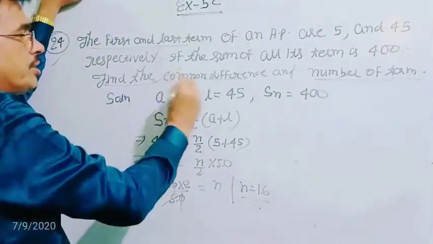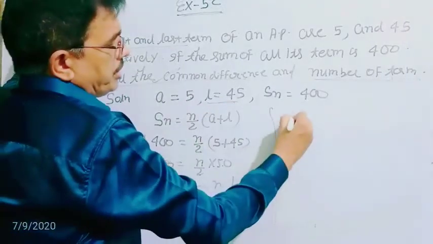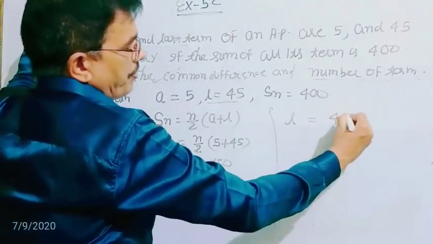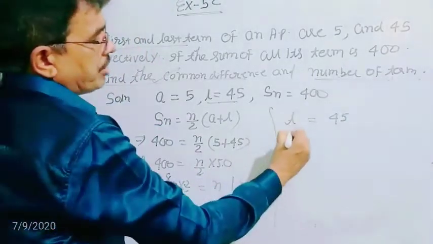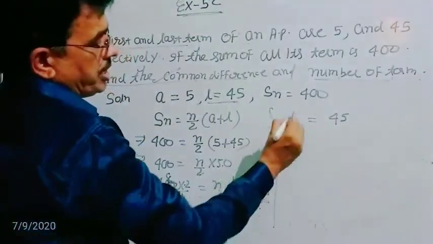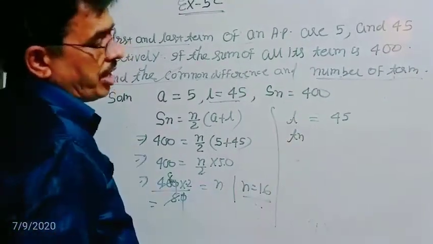Now your question is, what is the common difference? You find the common difference from l. This l is given as 45. And I told you before in this chapter that l is also denoted by Tn. It is also denoted by An. It is also denoted by the nth term.